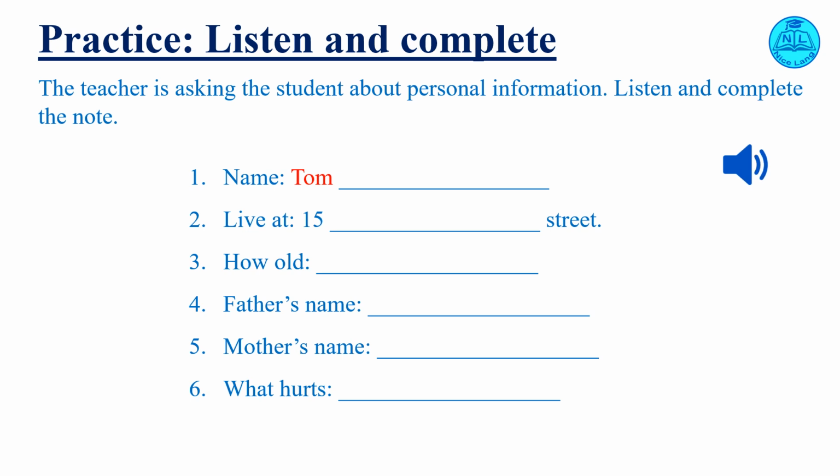3. Now, how old are you, Tom? 10. It was my birthday last week. You're very tall. Yes, all my family are tall. Four. Now, what's your father's name? John, like my older brother. So there are two Johns in the family? Yes.